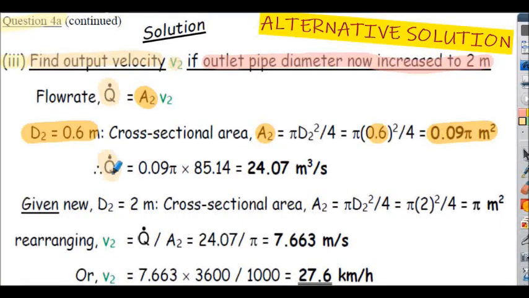Here's the actual Q dot calculation, flow rate in meters cubed per second. Then I calculate the area A2 based on the new diameter of 2 meters. That evaluates to pi meters squared. Then by rearranging the flow rate equation, velocity V2 in the 2 meter diameter pipe, I can calculate the velocity. That's an alternative solution to part 3, which I generally find technician students prefer.